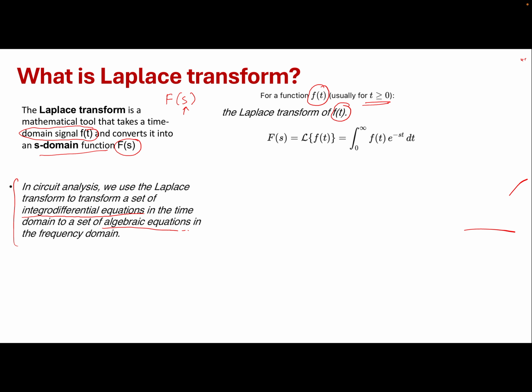So here's the definition of Laplace transform. This f of t is a time domain signal. You are taking a Laplace transform, so you indicate it with a capital L with parentheses of f of t, which is taking a Laplace transform of f of t. And once the Laplace transform is taken, your output function is going to look like this.